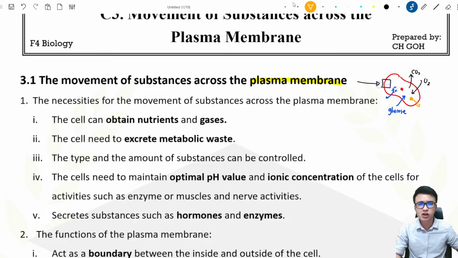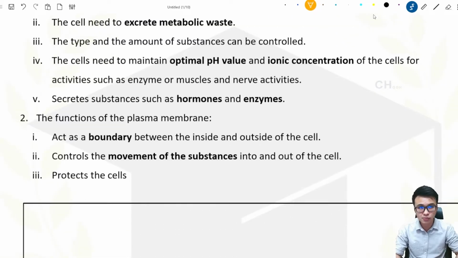Now, what is the function of the plasma membranes? For example, it can act like a boundary between the inside and the outside of the cell so that they can form and maintain the internal environment of the cell. It controls the movement of substances in and out of the cell, as well as protects the cell. Alright, so those are the importance and the functions of the plasma membranes.